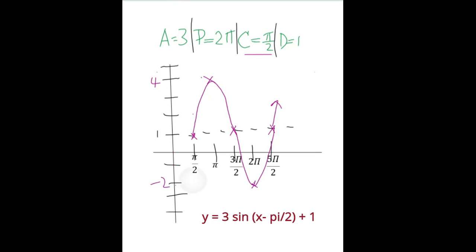Our shift, we went over. We started at pi over 2. And the period was a length of 2 pi. And we had our midline or our vertical shift here at 1. So that's how you would graph.